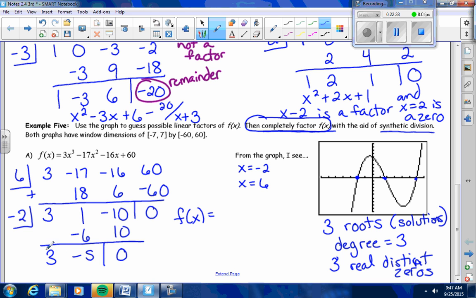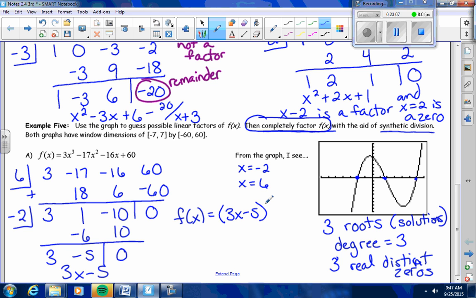look at this bottom one. That is your remaining factor. Think about what we started with. We started with 3x cubed. We did division once, so it broke it down to 3 what? X squared. I did division a second time, so now this is 3x to what power? The first. So that is 3x minus 5. That is a linear factor.